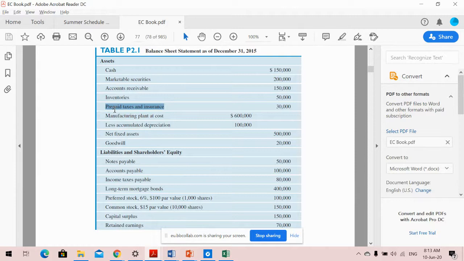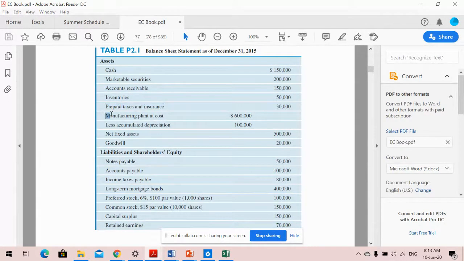All prepayments are current assets. It could be prepaid rent, prepaid insurance, prepaid whatever, prepayment, advance payment. These are all current assets. Note it down, write it down. It's very important because solving questions is very easy. Remember, you need to understand. Okay, so these are all current assets.